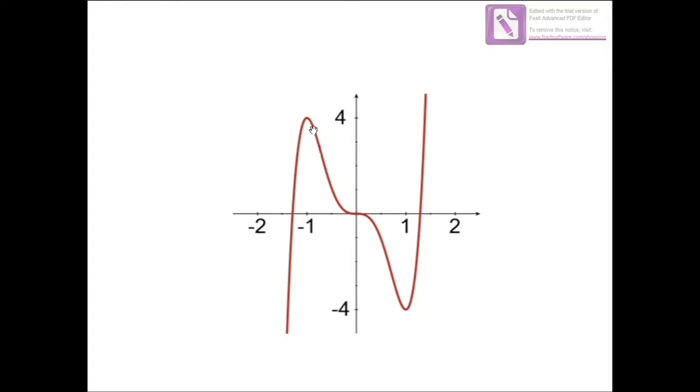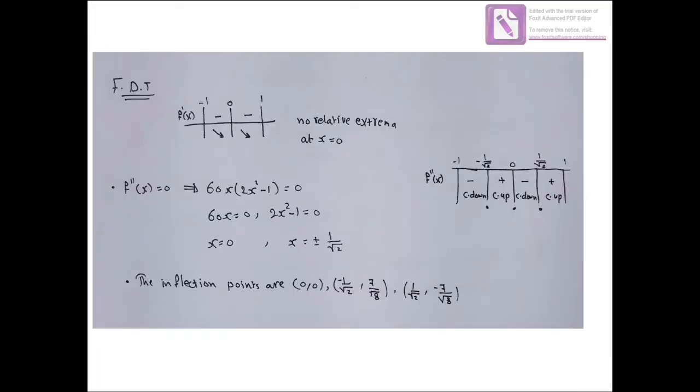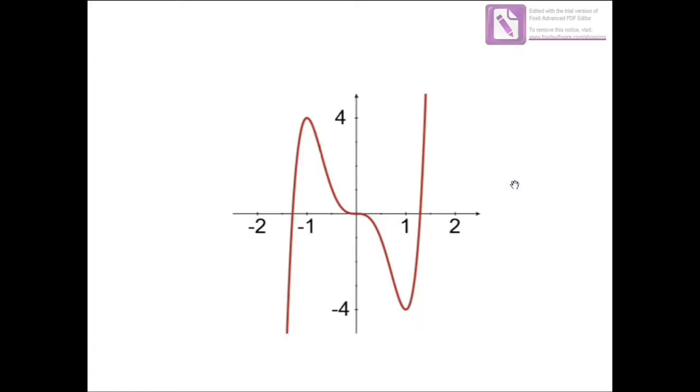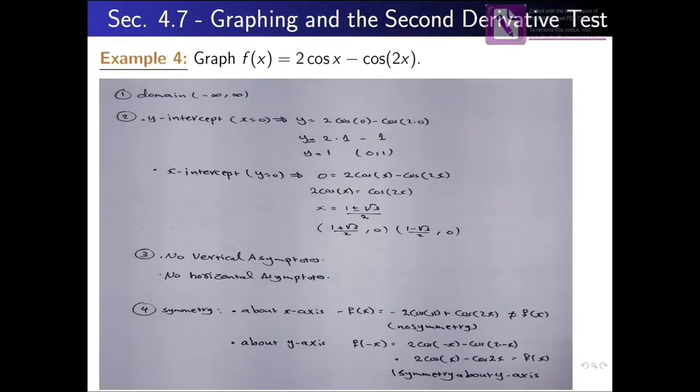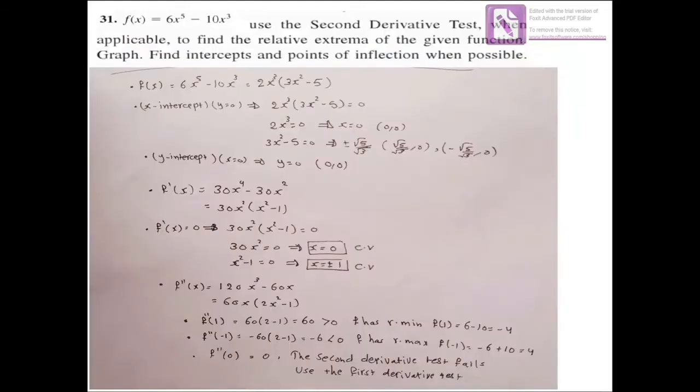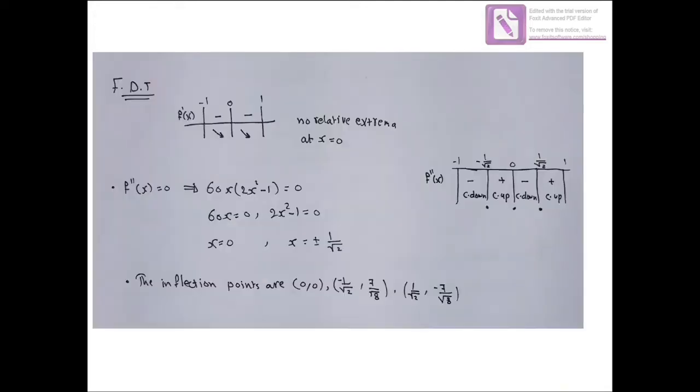Then we said this function has inflection points at minus 1 over root 2, 0, and 1 over root 2. So here we have 0, here we have minus 1 over root 2, and here we also have 1 over root 2. Also the derivative is equal to 0 at x equals 0, but there is no relative extrema at x equals 0.